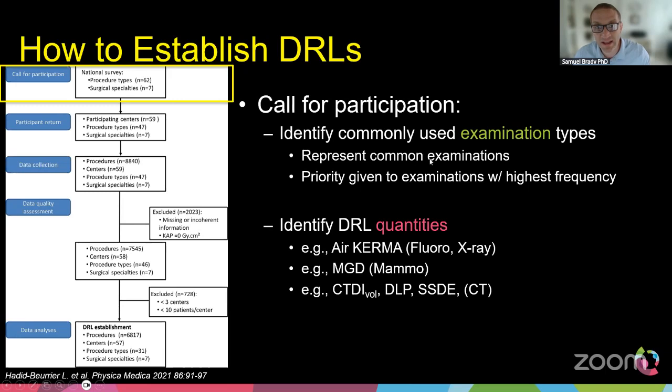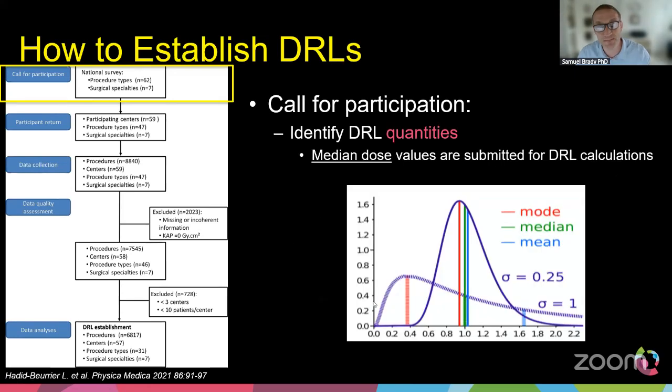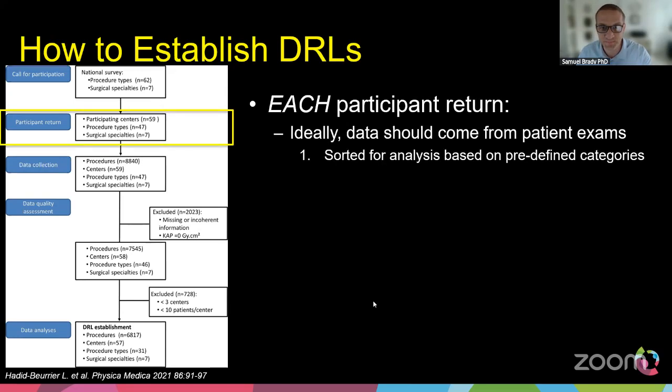When we pick these common exams, we also need to make sure we identify the specific quantity that we're going to collect. So, for example, mammography will probably collect mean glandular dose, and CT will probably collect volume CTDI, DLP, or SSDE. But that's part of the invitation to participate. They identify, say, the 10 most common exams, and they identify which quantity they want to collect. Of course, they remind everyone we need your median dose value, that median quantity. We don't want mean, we don't want mode, we want median.